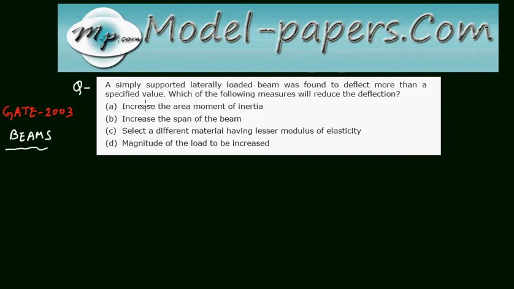There are four choices given here. Option A is increase the area moment of inertia. Option B, increase the span of the beam. Option C, select a different material having lesser modulus of elasticity. Option D, magnitude of the load to be increased. In this problem, which measure do we have to take to reduce the deflection of the beam? Let us solve this problem.